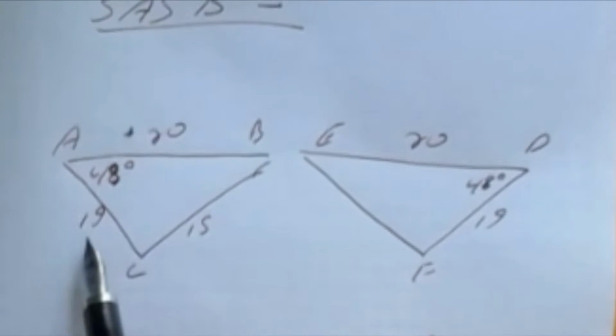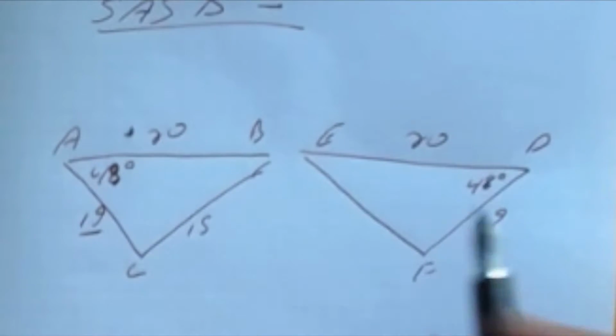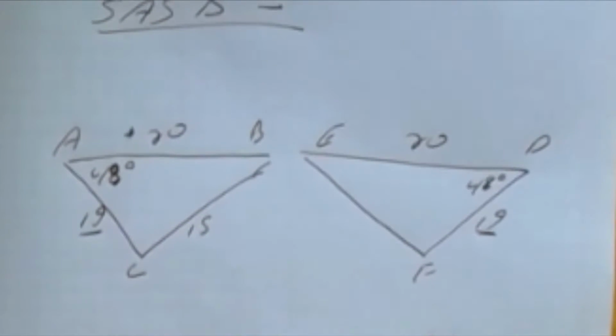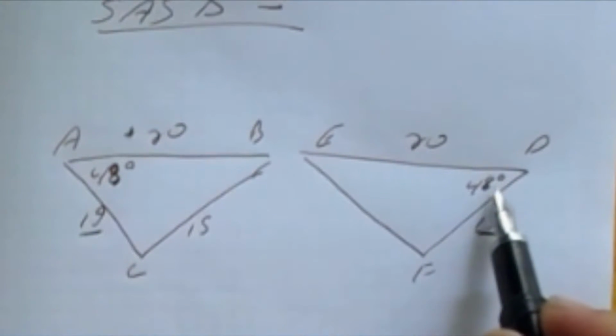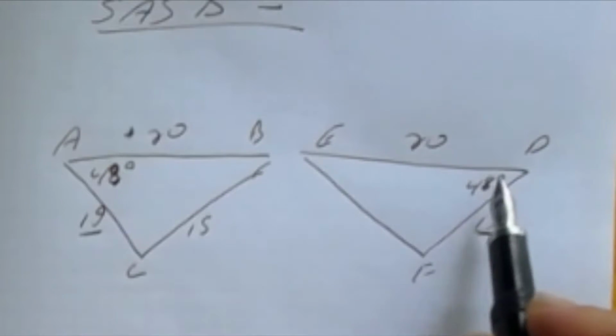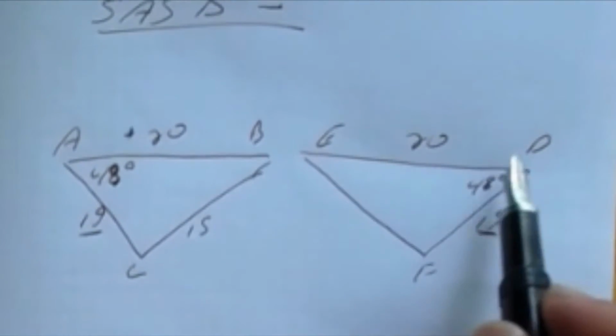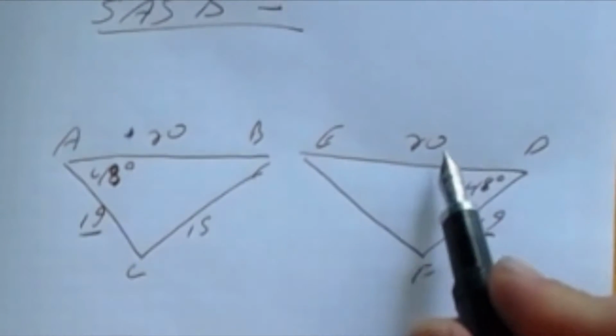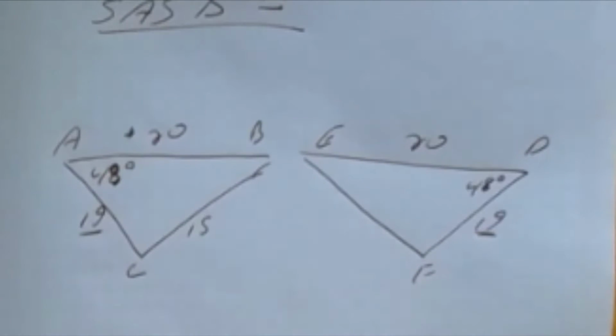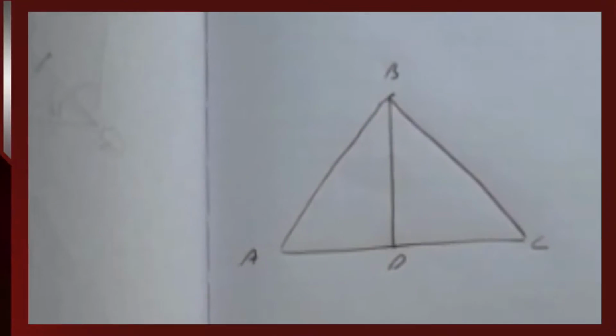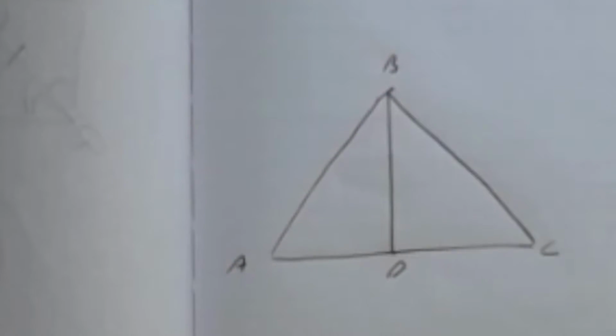So here we see AC and DF are both 19 units long, and angle A is 48 degrees and angle D is 48 degrees. And side AB is 20 and side DE is 20. So we fit that side angle side triangle congruency, and that's what it is. So let's take a look at a couple of examples where they might try to trick you on this.